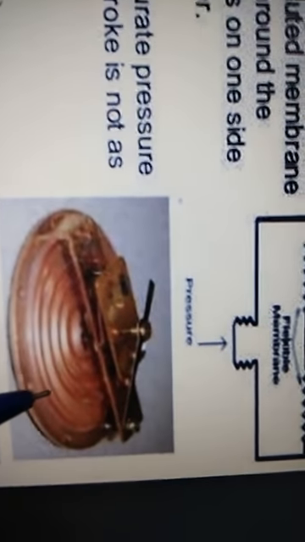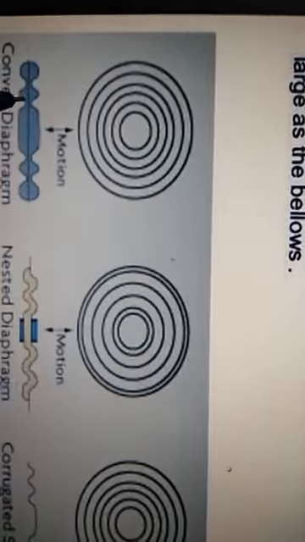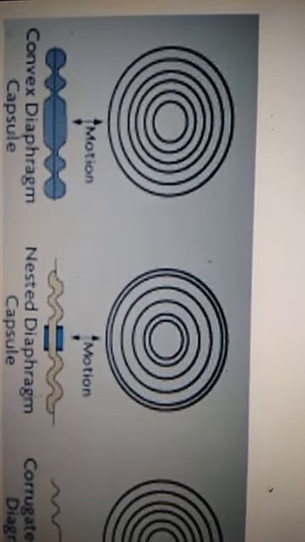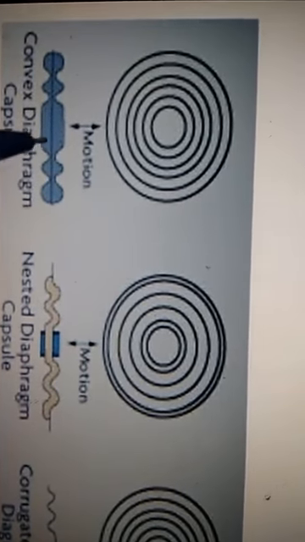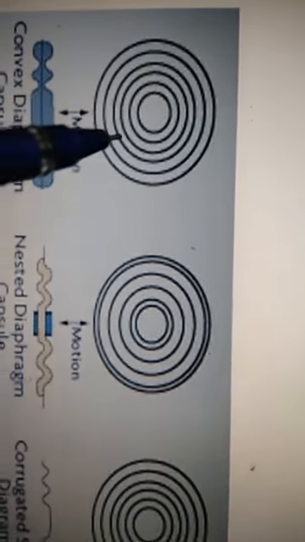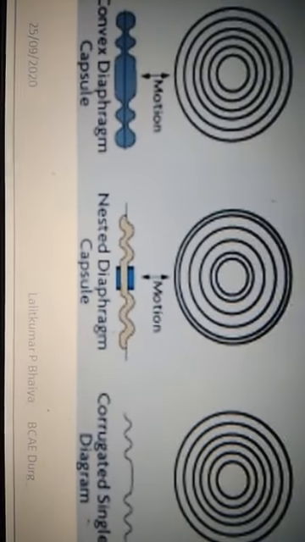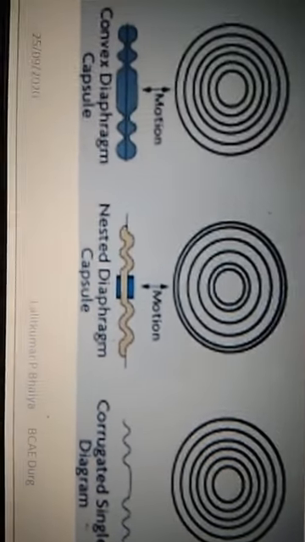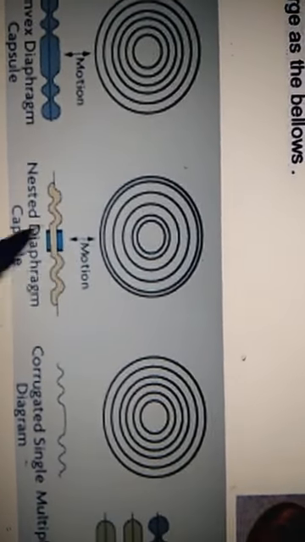This is another type of diaphragm used here. This type of diaphragm is also used in the speakers, and you can see these are the various types of the diaphragm. This is the convex diaphragm capsule, and the motion will give this type of vibration. Then the nested diaphragm capsule. This shape is a nested type. This will provide the motion.